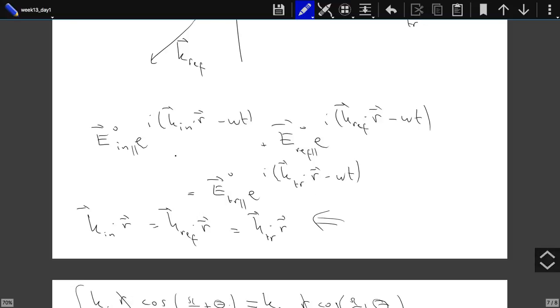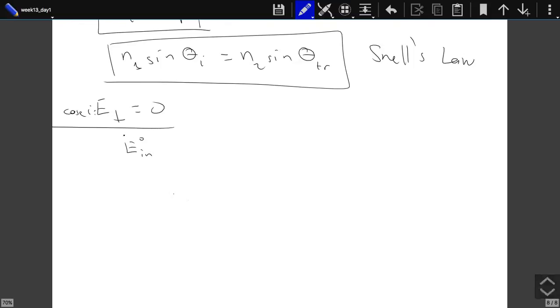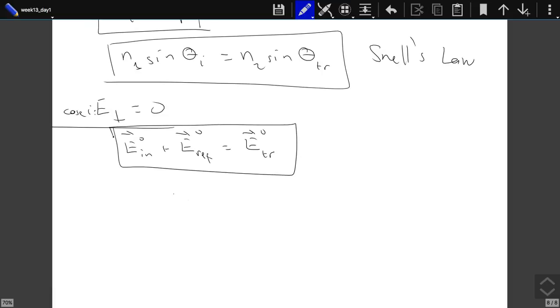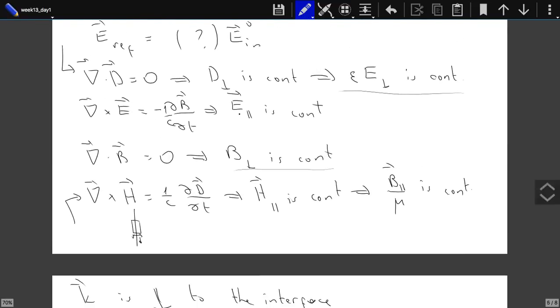So this condition over here, well, still holds. We have E incident 0 plus E reflected 0, E transmitted 0. No change in this. Let's go back to our continuity conditions. E parallel is continuous. Okay, that is the condition we have. E perpendicular is continuous. Well, there's no E perpendicular in our case, so there's no condition from this law. B perpendicular is continuous, so we have these additional constraints on our system.